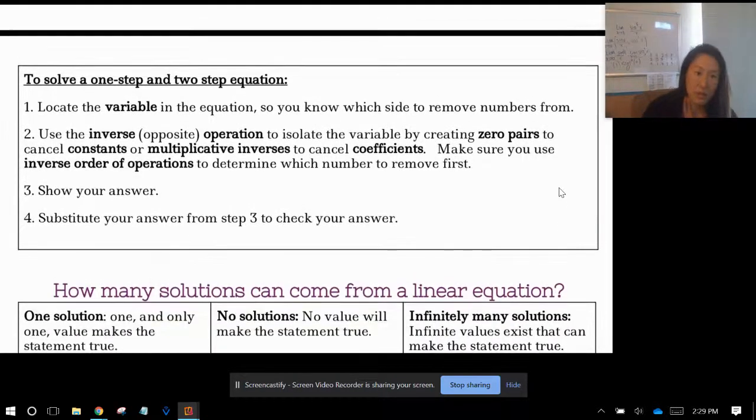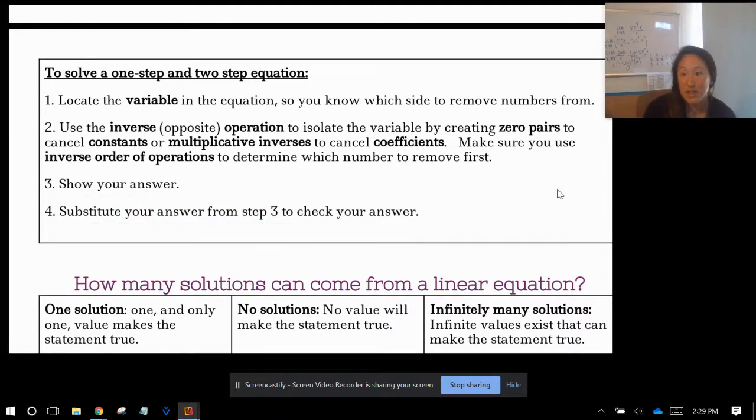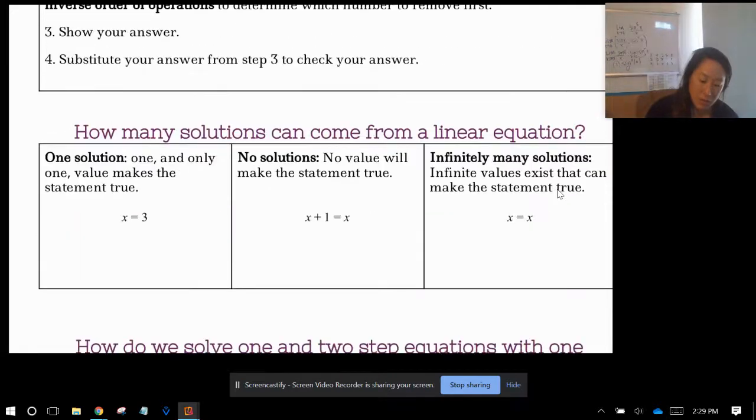Okay. So we're going to locate the variable in the equation, so we know which side to remove the values from. Okay, we're going to use inverse operations to undo our addition, making zero pairs, and then we're going to use multiplicative inverses or reciprocals to cancel out any multipliers. Okay. We'll show our work, of course, and then we're going to check our work using substitution. So that's just a way to verify that we have the right answer.